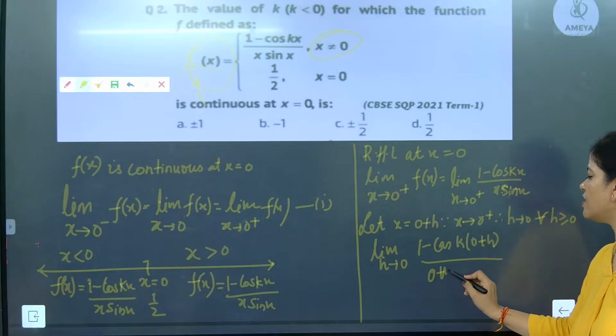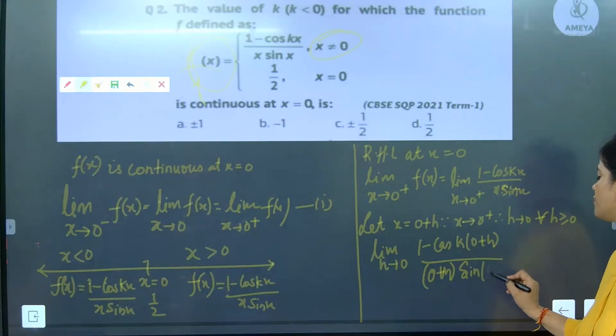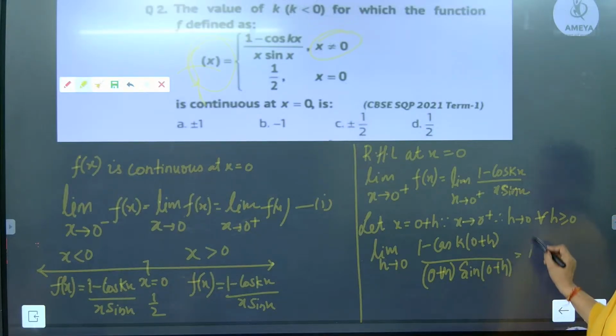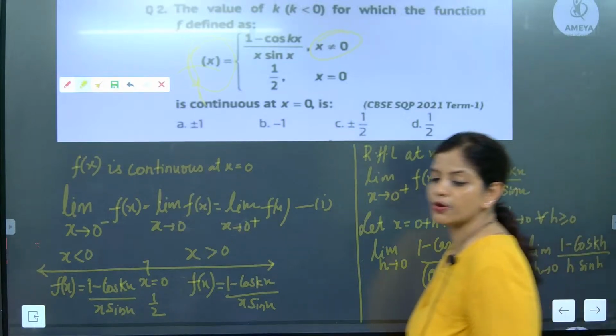X instead of x, what will become? 0 plus h, and here it will become sine of 0 plus h, which will give you limit x tends to 0, here 1 minus cos kh by h sine h. Understood? Now beta, 1 minus cos theta formula.